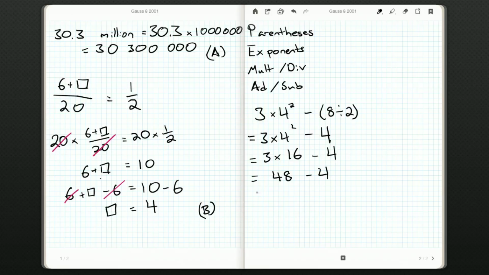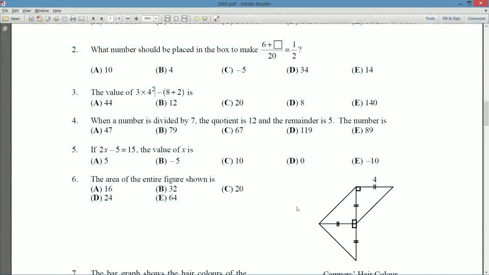Okay. And finally, we're left with 48 minus 4. There's no parentheses, exponents, or multiplication and division left. It's just a single addition and subtraction that we need to worry about. 48 minus 4 gives us an answer of 44. Okay. And if memory serves, there was a 44 somewhere in the list. There it is. So the answer to 3 is A.